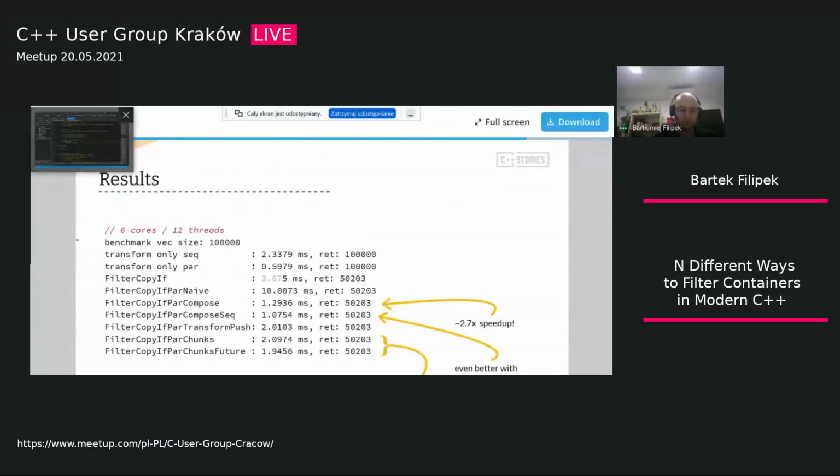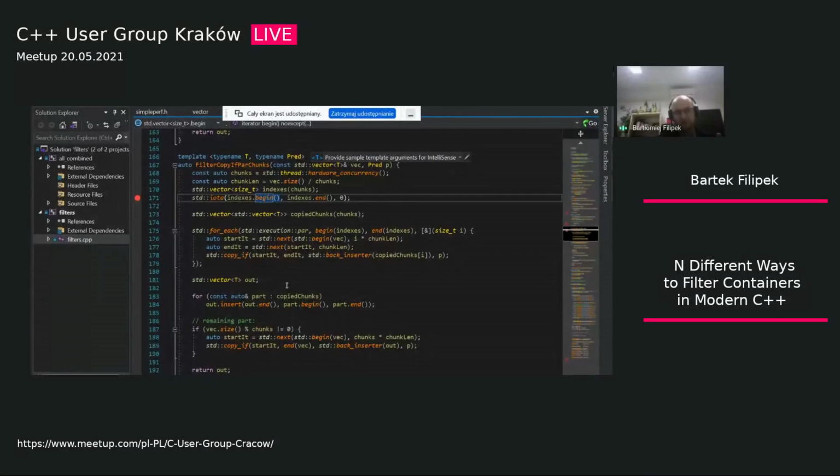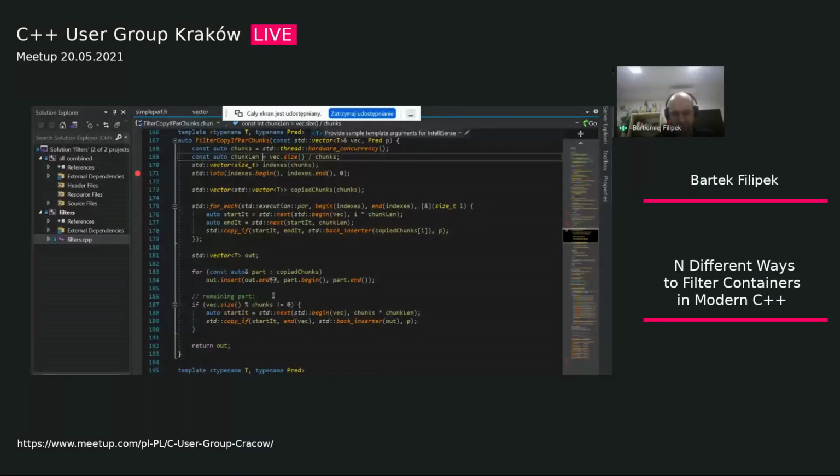And I also have a version with chunks. Here is another version where we basically do the same job. We call copy if on smaller chunks, and we call that in parallel, depending on the hardware concurrency. That will usually get us the number of cores that we have in the system, or sometimes system threads, and then we can split the work, right? Then we get copied chunks, and we can insert them one by one into the final output, including the remaining part if there is something at the end, not divisible by the number of chunks. So that's one approach.